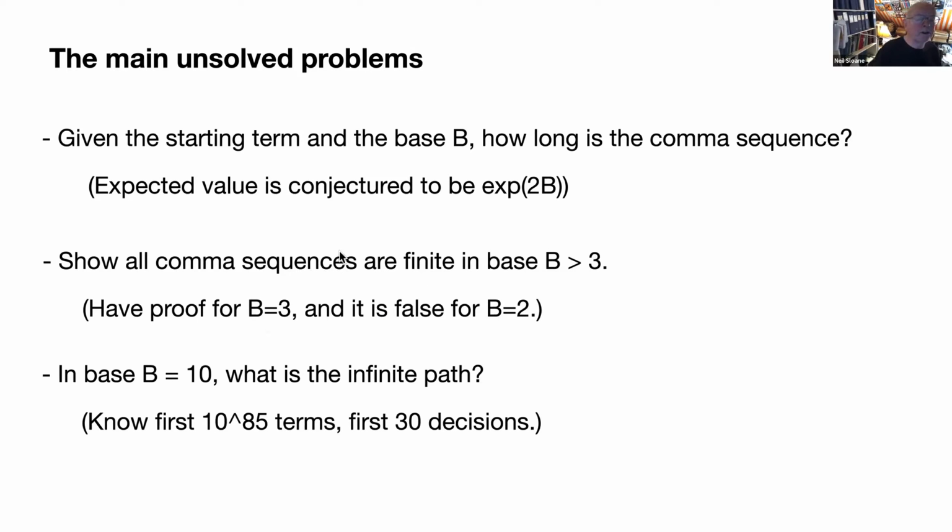Another open question, which looks hopeful actually. In base 3, we can show that all of the classical comma sequences, no matter where you start, are always finite. And we can also say what the path to infinity is. It's unique in the child graph, but in general, we don't have a proof that there's no infinite path in the successor graph for bases bigger than 3.